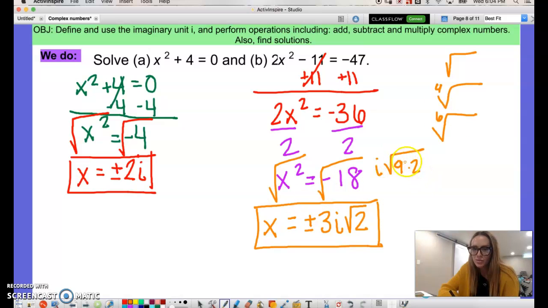Then we have to consider simplifying a radical, which will be 9 times 2, this whole piece. And then we have our negative under the radical, which is i. So just remember to think of all of those things as you're doing your homework.